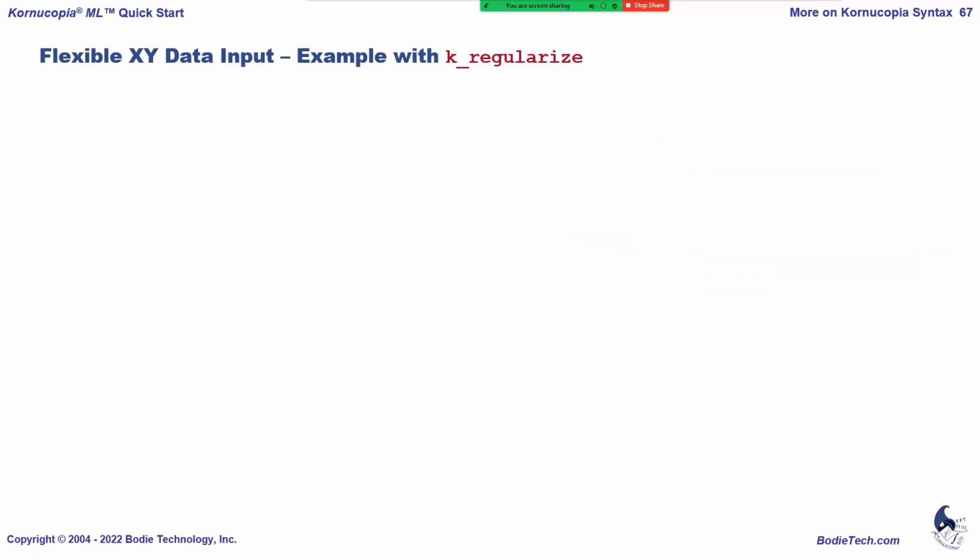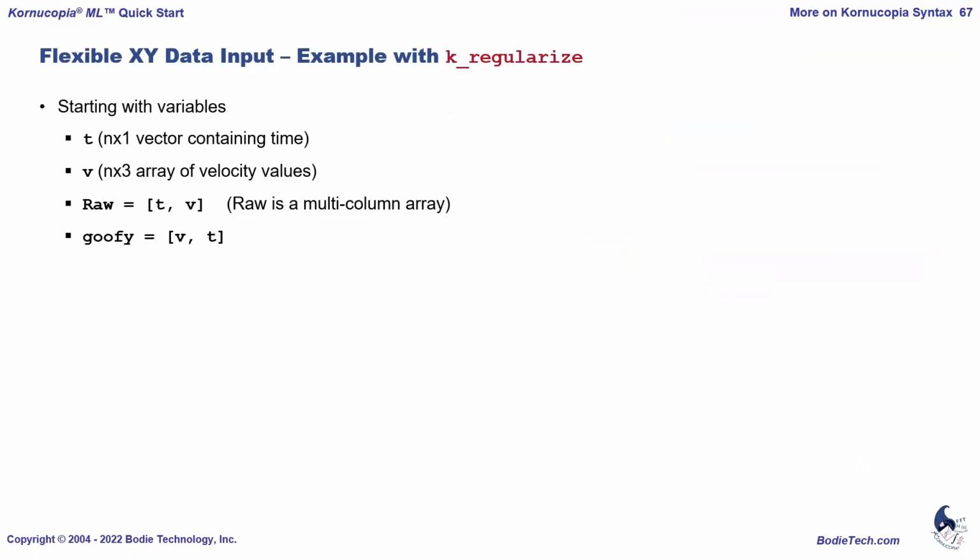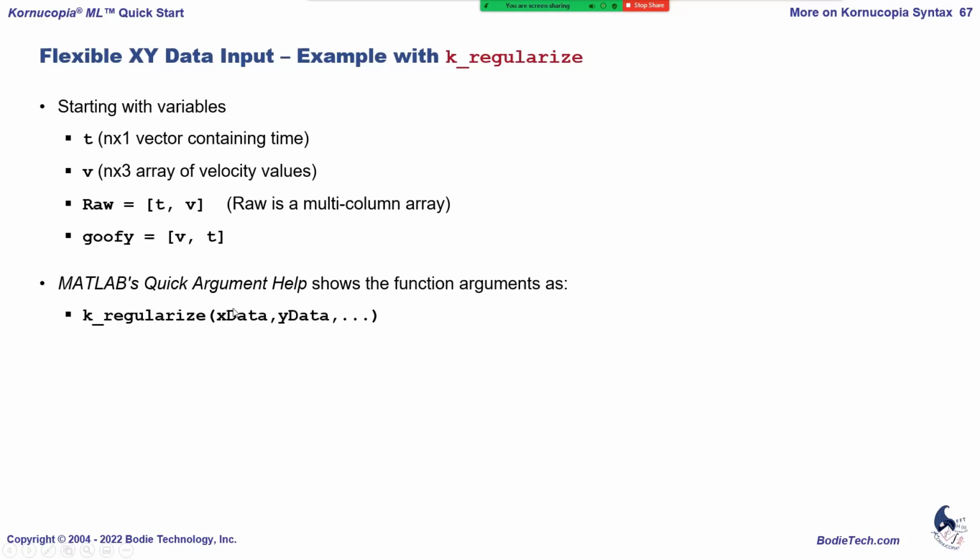Example with k-regularize using flexible input. So here's an example where we have a vector t and a vector v, and here we concatenate them together to a single array called raw. So this is some number of rows in one column. This is some number of rows in three columns. And then here we've got some other goofy thing where our independent variable t is not the first column, but happens to be the last column.